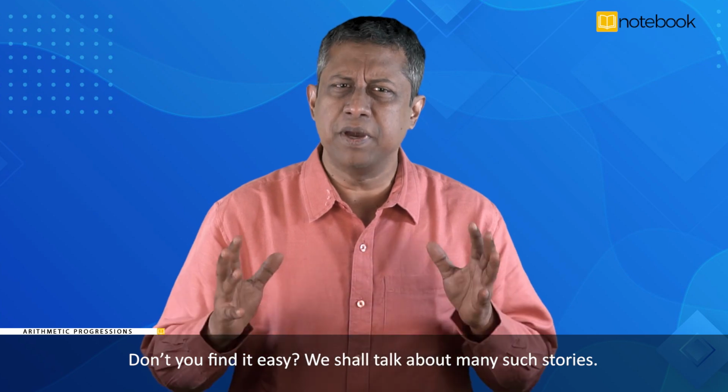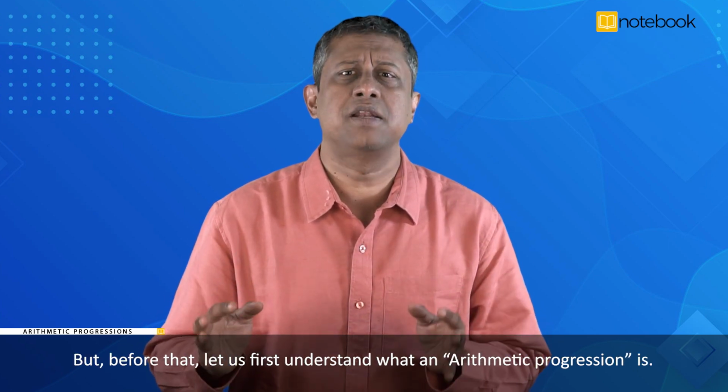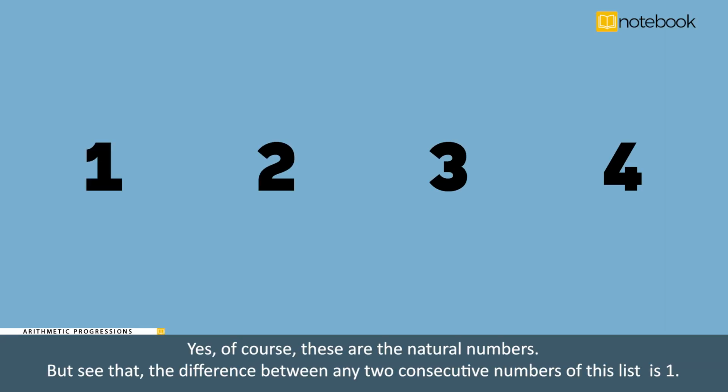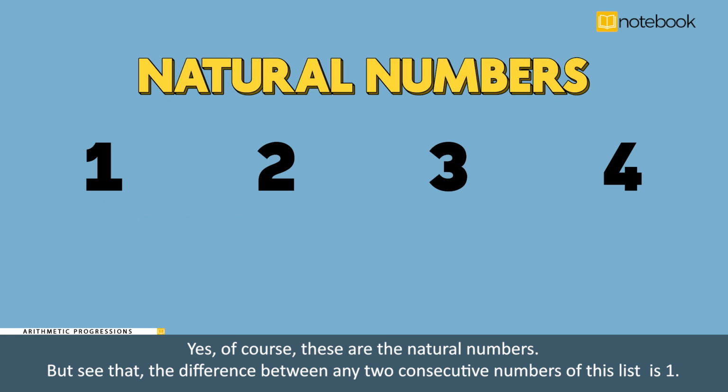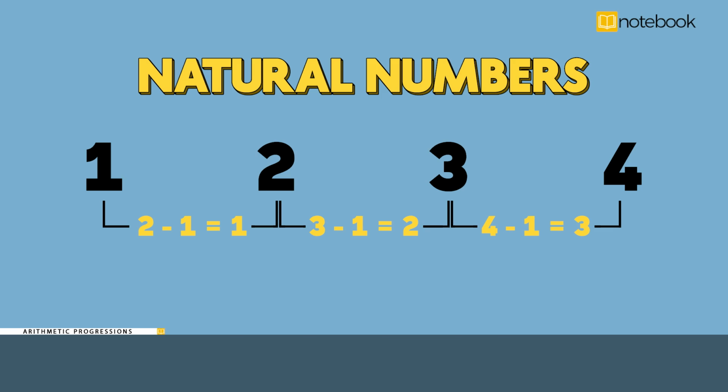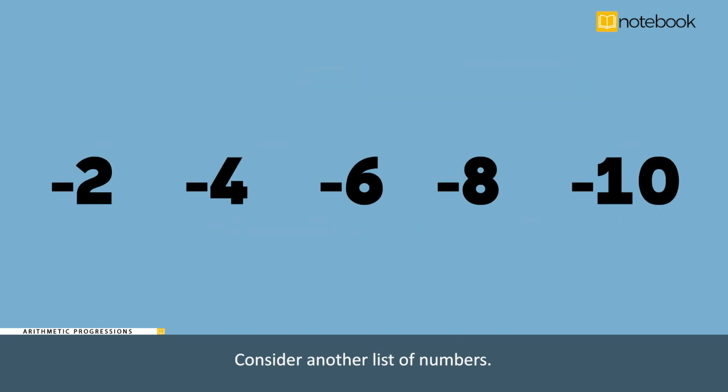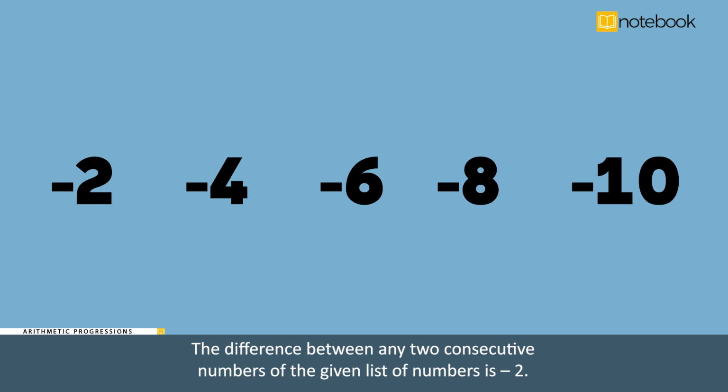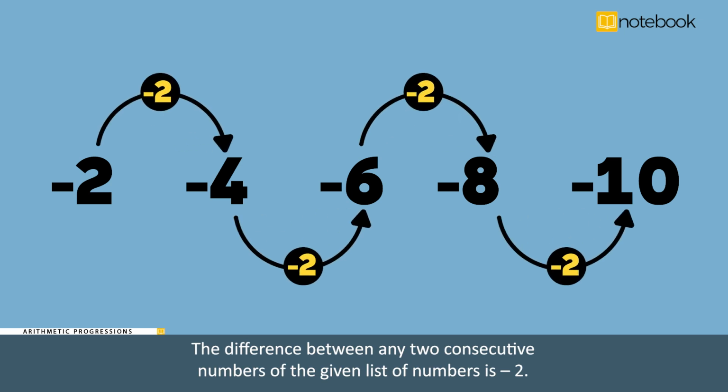We shall talk about many such stories, but before that, let us understand what an arithmetic progression is. Consider the list of numbers 1, 2, 3, 4 and so on. Yes, of course, these are the natural numbers. But see that the difference between any 2 consecutive numbers of this list is 1. Consider another list of numbers, -2, -4, -6, -8, -10 and so on. The difference between any 2 consecutive numbers of the given list is -2.